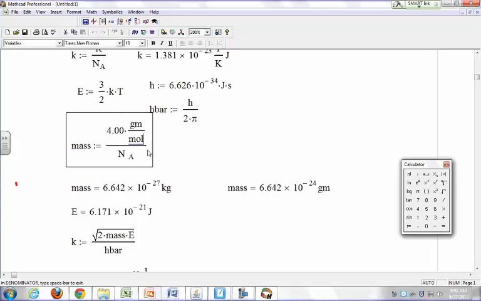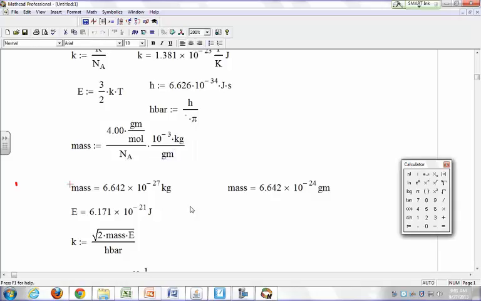Look, this is in grams, right? I can convert this to kilograms. I can say there's 10 to the negative third kilograms per gram, right? Doesn't change anything. Same answer.